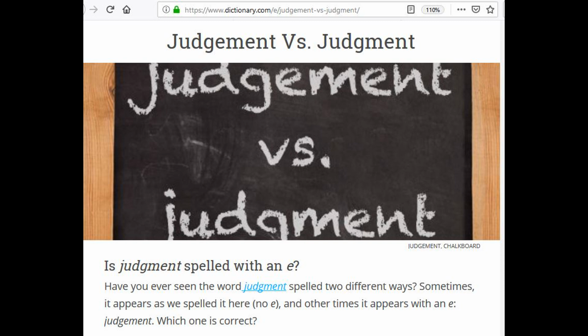So which is correct? Well, the short answer is that judgment, J-U-D-G-M-E-N-T, is the prevailing, dominant spelling. Many think that the difference between judgment, J-U-D-G-E-M-E-N-T, and judgment, J-U-D-G-M-E-N-T, is that the longer version is the British spelling, whereas the shorter one is the U.S. convention.